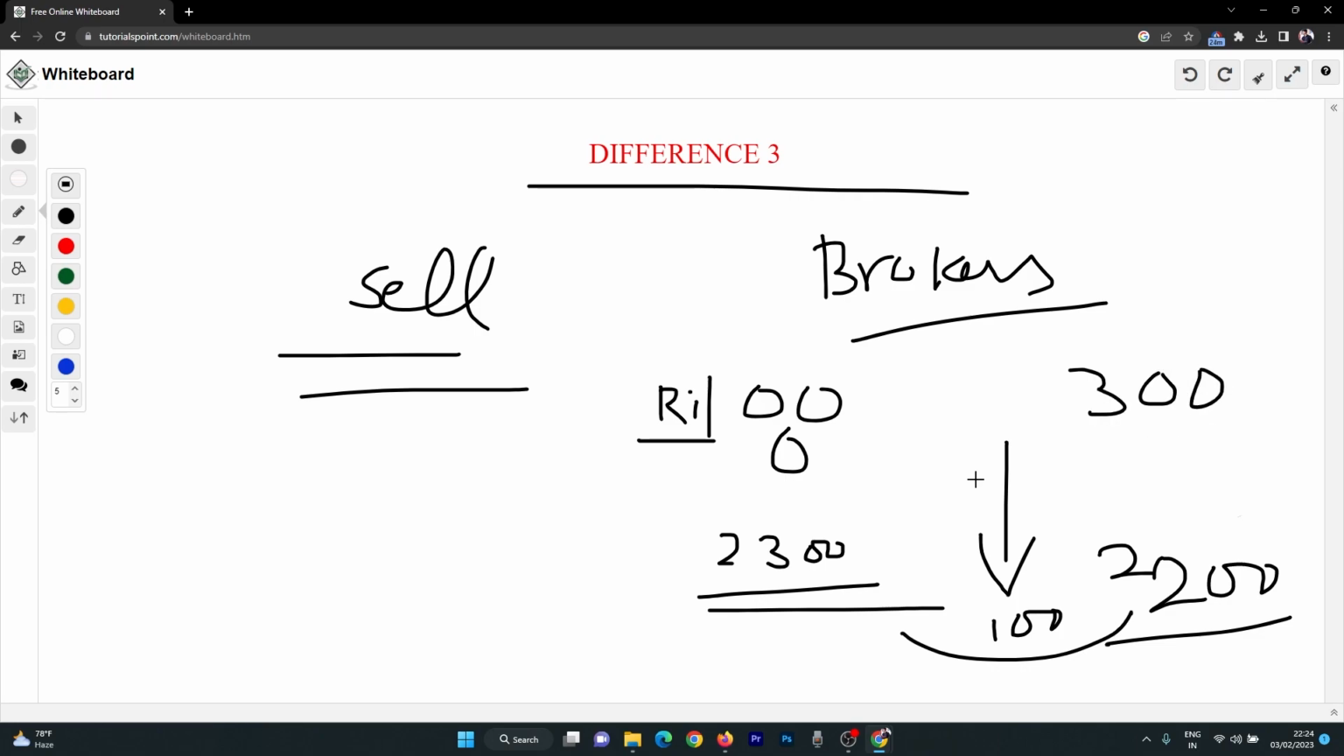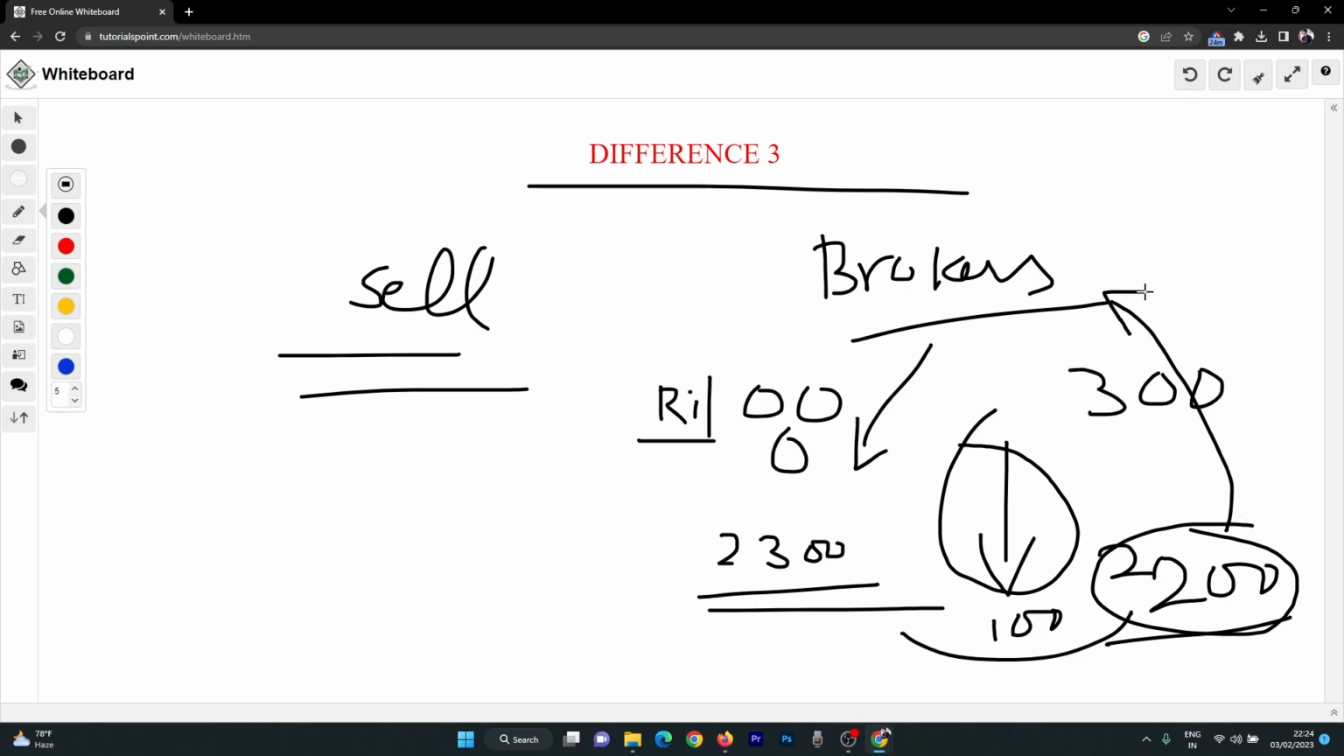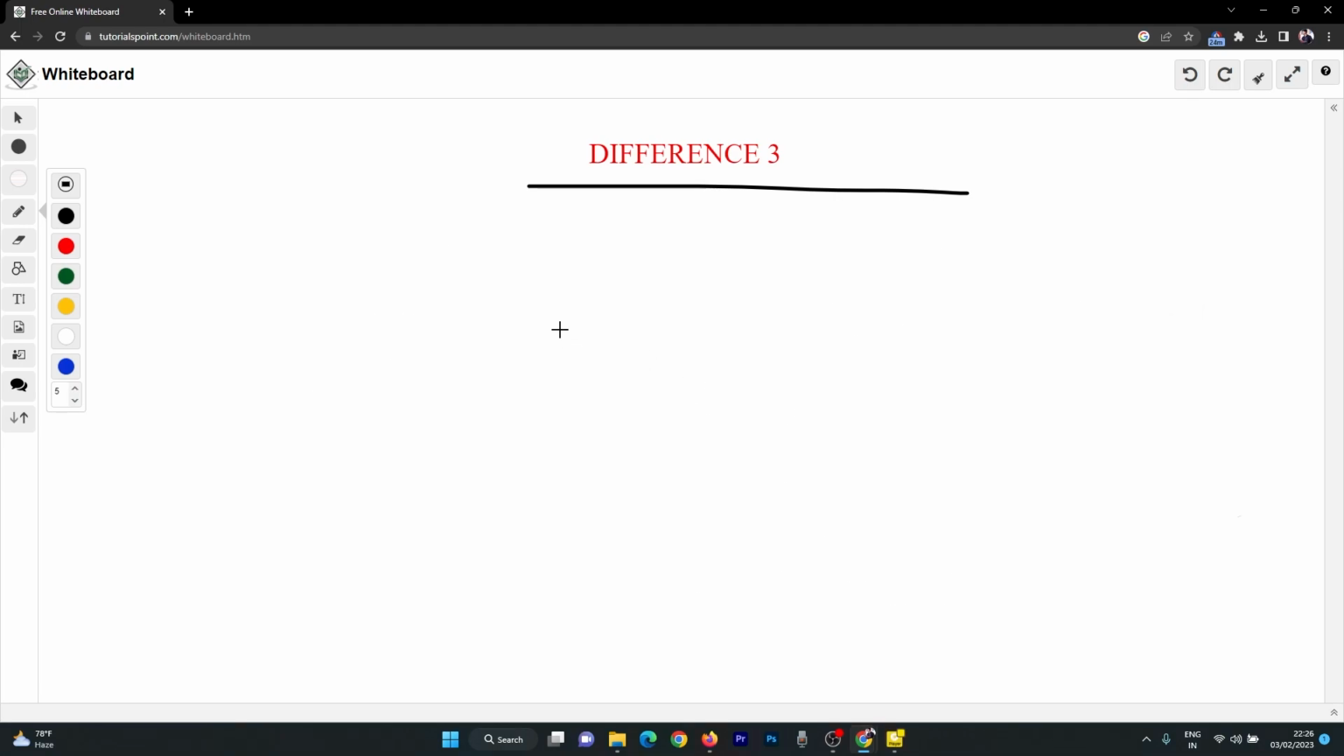So what have I done? I've borrowed the shares from the broker. I've sold them to someone in the market and then waited for the price to go down. And then once the price is down, I've bought back the shares at 2200 rupees and given them back to the broker. So this is basically the vice versa way of buying the stock.